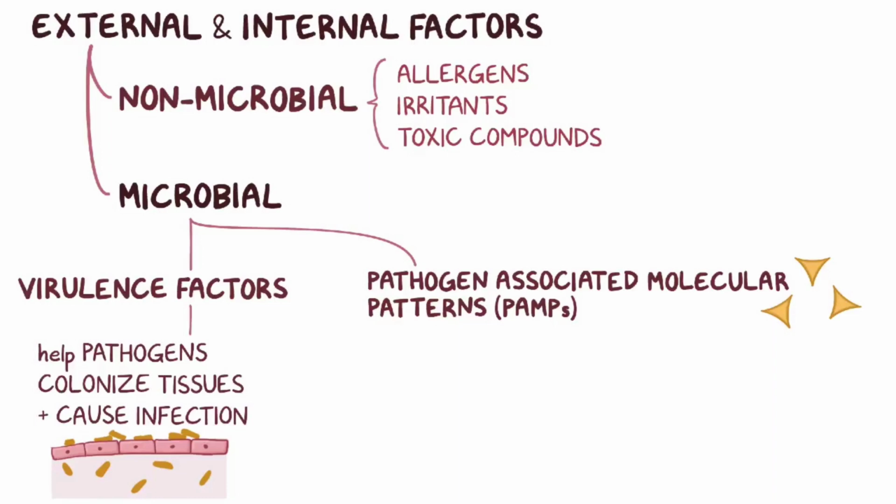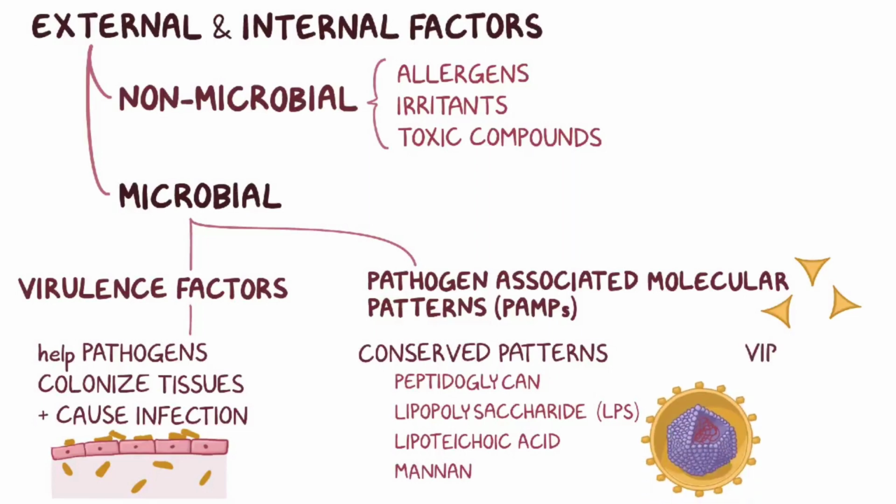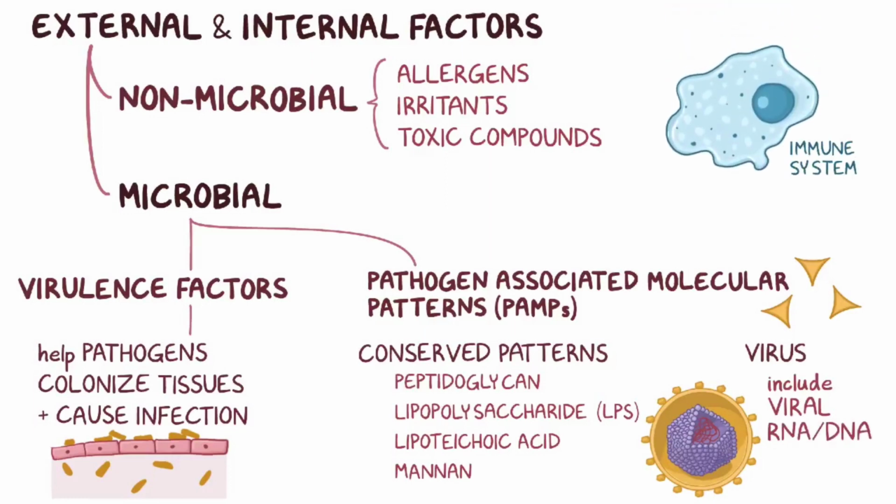PAMPs are small molecules with conserved patterns that are shared across many different pathogens, including bacterial wall components like peptidoglycan, lipopolysaccharide or LPS, and lipoteichoic acid, and fungal wall components like mannan. For intracellular pathogens like viruses, PAMPs might include the viral RNA or DNA. Our immune system recognizes virulence factors and PAMPs as foreign substances, and can trigger an inflammatory response against them.